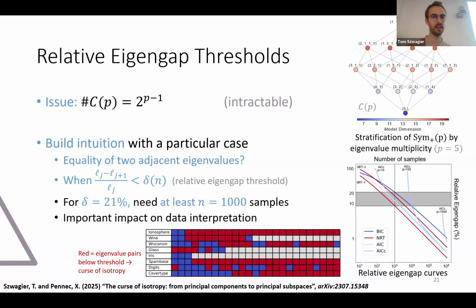But for a little practical case, imagine you have 1,000 samples. Then all the eigenvalue pairs whose relative distance is lower than 21% should be assumed equal. Or in other words, if you have an eigenvalue of 1 and an eigenvalue of 0.8, you need at least 1,000 samples to distinguish them. And this is rarely the case in practice, as we tried on some classical real data sets. So this means that there is a curse of isotropies that is much more present than expected, and we should take it into account when conducting analysis on principal components.